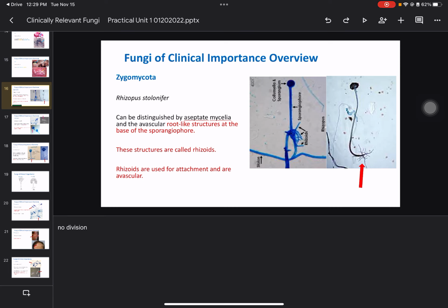Those rhizoids, even though they look like roots, are not vascular. They are merely for attachment. This is how the organism attaches to substrate.